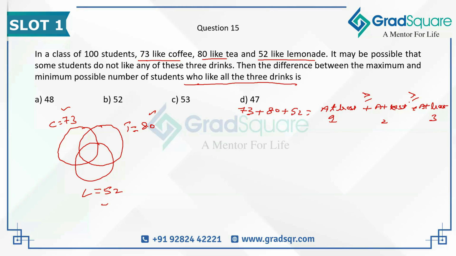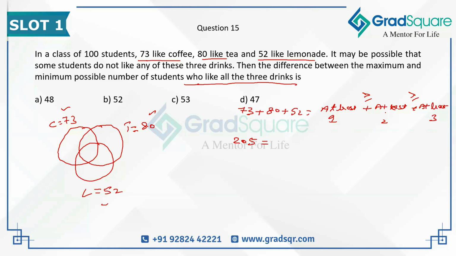Now we want to maximize the value of at least three. At least three is nothing but those who like all three drinks, right? So either we are maximizing this value or minimizing it, and then taking the difference of the two is what the question is talking about. So if I look at the sum on my left hand side, 8 plus 7 is 15, 200, 205 is my sum. So 205 should be at least 1 plus at least 2 plus at least 3, right?